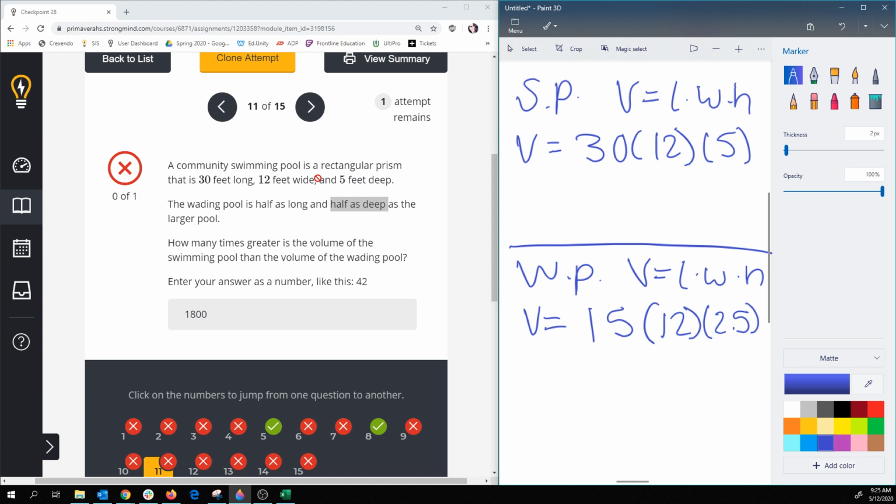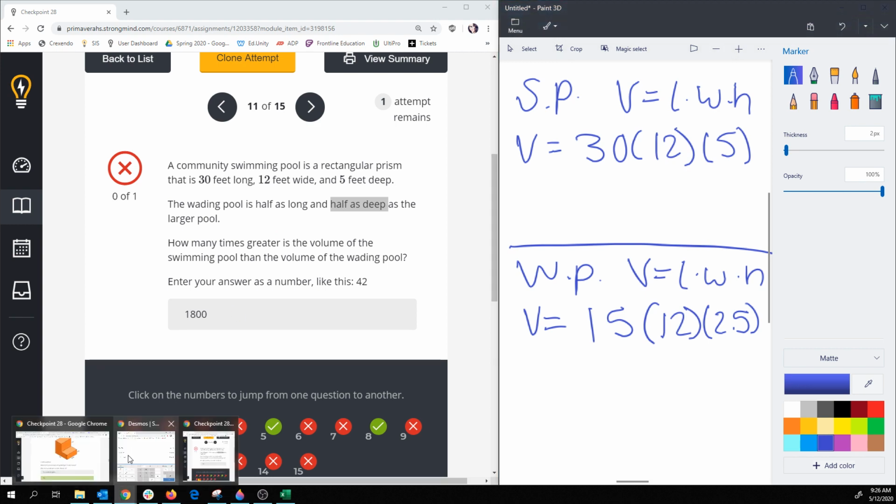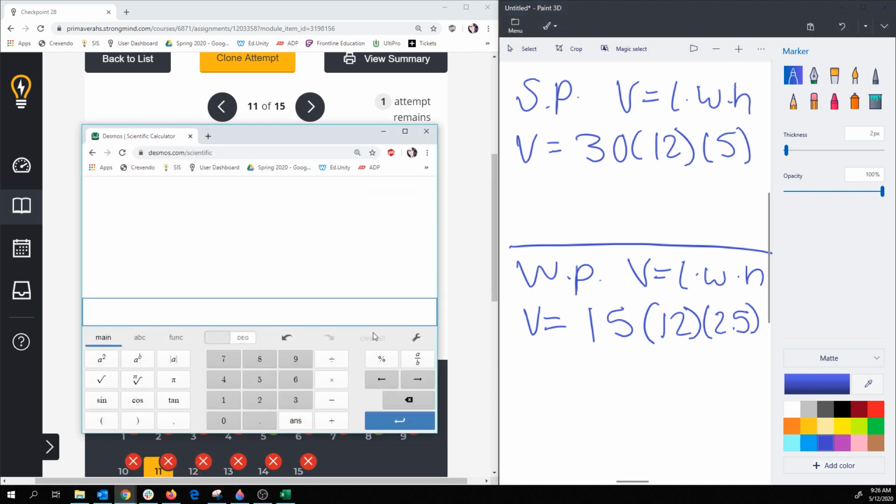Okay, so again, I cut in half this 30 and this 5 because it tells me that it's half as long and half as deep. But it did not say anything about the width, or how wide it is, so that is why I kept that 12 the same. All right, so the next step is going to be to multiply these to figure out what our volumes are. So 30 times 12 times 5, and 15 times 12 times 2.5.